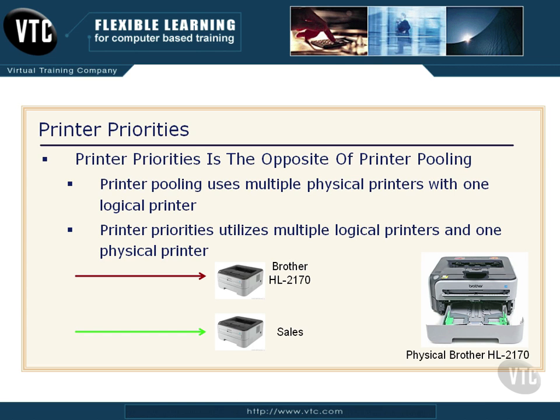But let's say that both groups send a print job. So a print job goes to the Brother HL2170 logical printer. At the same time, one of our front desk people sends a job to the sales logical printer. Now, both of these are pointed at the physical Brother HL2170, and we've set priorities, and we've set the sales priorities higher on that logical printer, and as a result, its job goes to the printer first, and once it's completed, then the Brother HL2170, whose logical printer had a lower priority, goes to that physical printer.